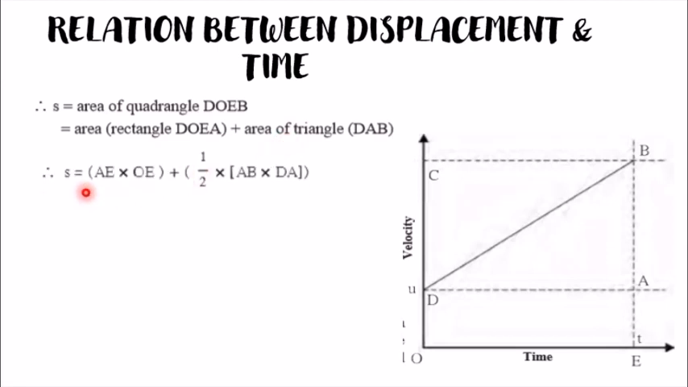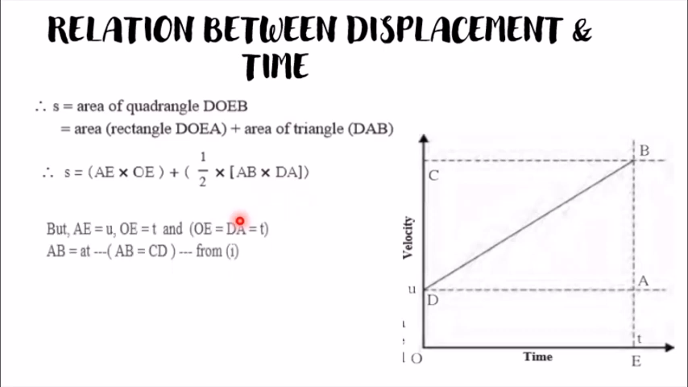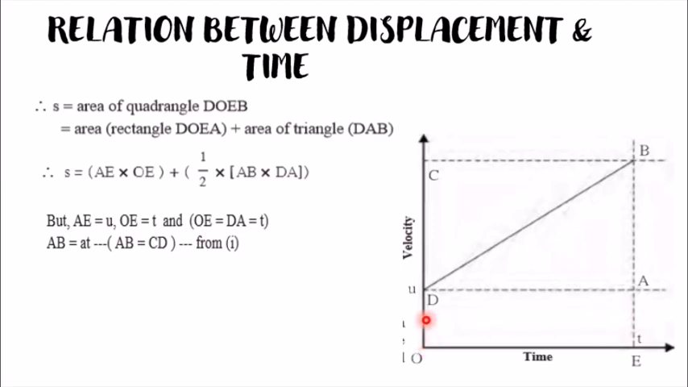So, we will add all the values here from the given graph. That is, area of rectangle is length into base, and area of triangle is half into base into height. Now, as OD is equal to U, so AE will also be equal to U. OE is equal to T, and OE is also equal to DA, so DA is also equal to T.